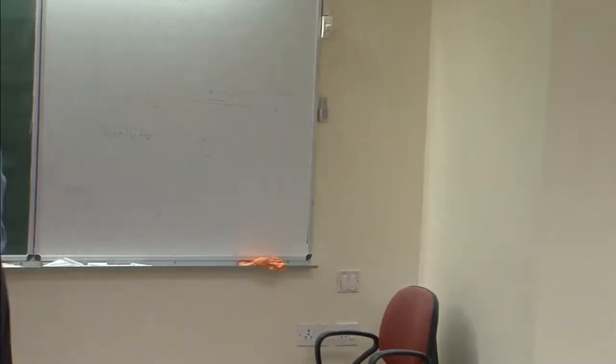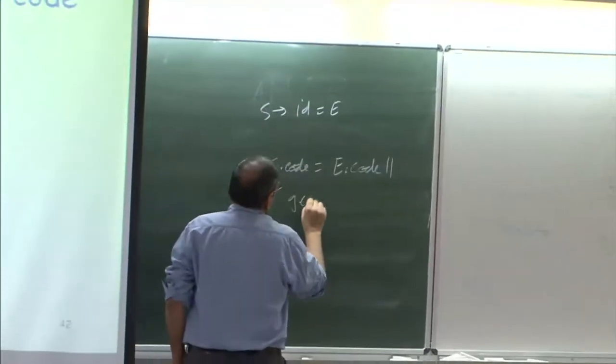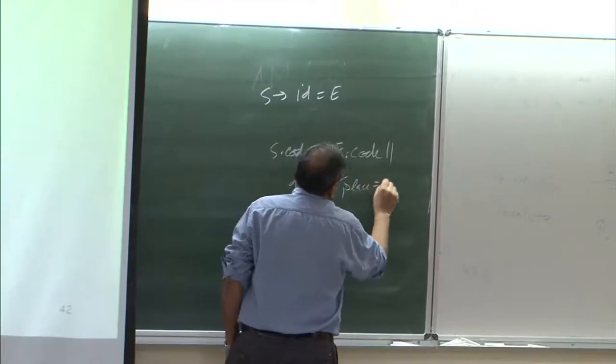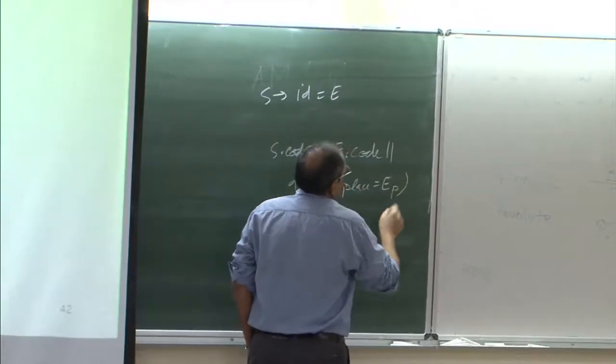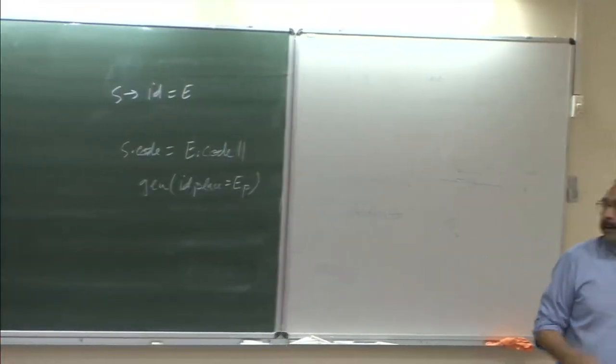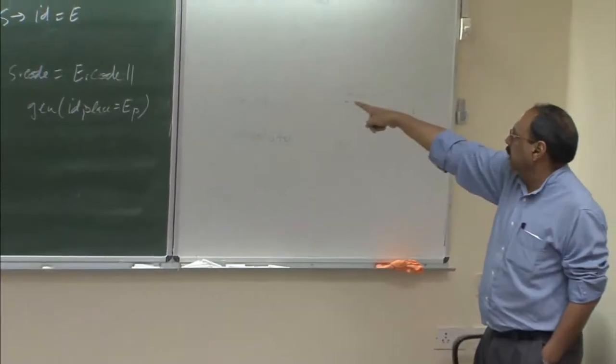So all I need to say is this is E code concatenated with one more instruction I need to generate. What is that one more instruction I need to generate? I need to generate an instruction which will say that ID place is assigned E place. Right. So now if you see the third instruction which is being generated, that will be generated by this particular rule.